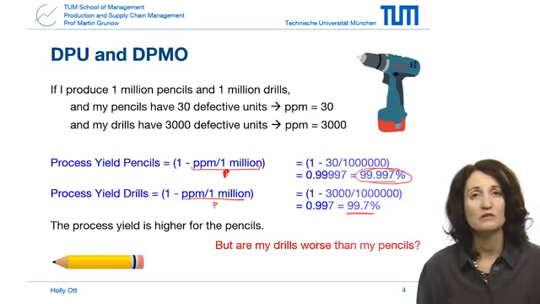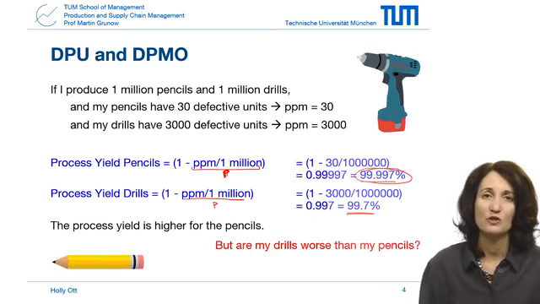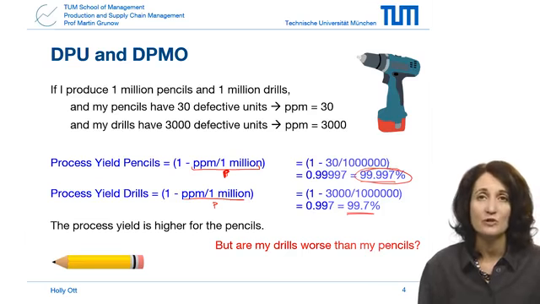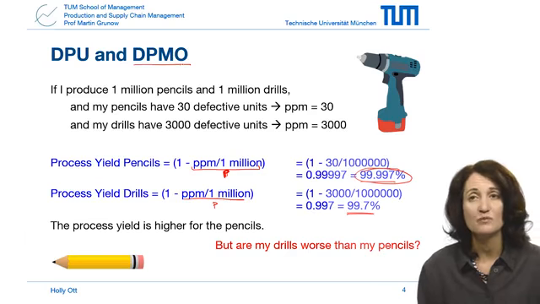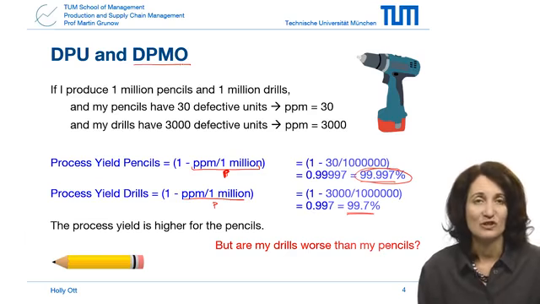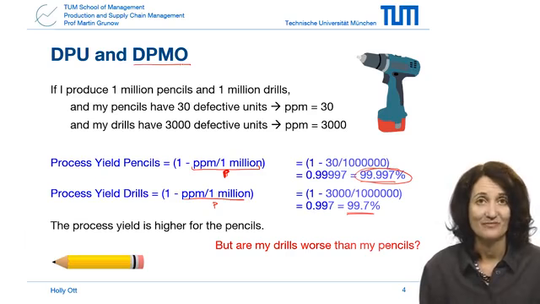And now we come to the concept of DPU and DPMO. If the drills have many more opportunities for defect creation, then the defect per million opportunities measure can actually be the same or even better for the drills. Let's have a look.